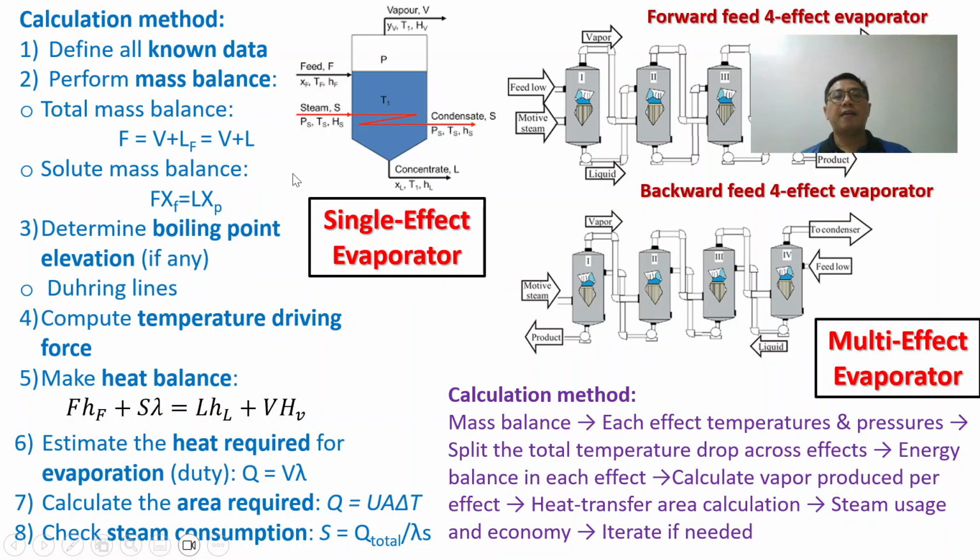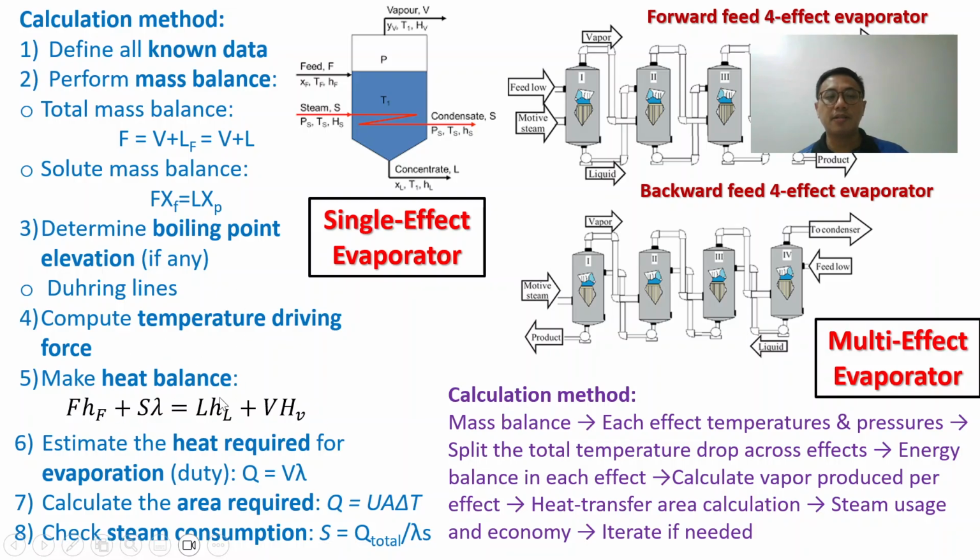We can find the boiling point of the liquid. Then we have the boiling point. Usually we use the boiling point as our reference temperature or datum temperature. Then we can calculate the driving temperature force, which is our Q. So make the heat balance first before we calculate this.